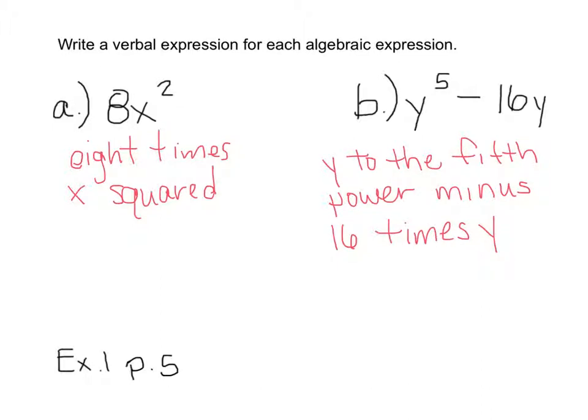Now, if you notice at the bottom of the screen, I have example 1, page 5. That means on page 5 of your CD textbook, you can look at example 1, which will be some other examples rather than the ones that I have given you. Okay, let's move on.